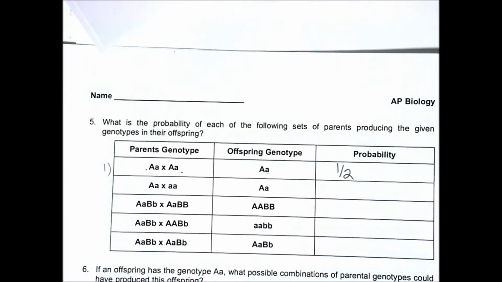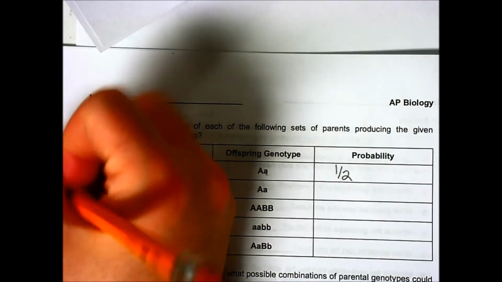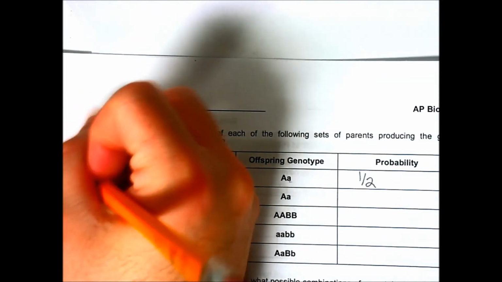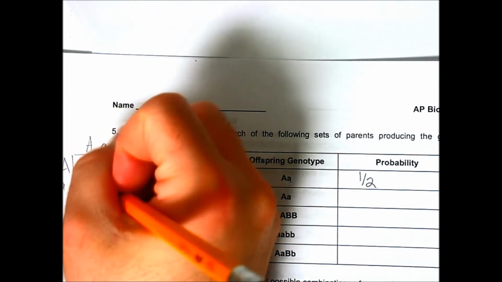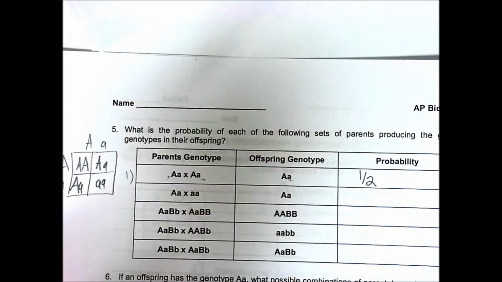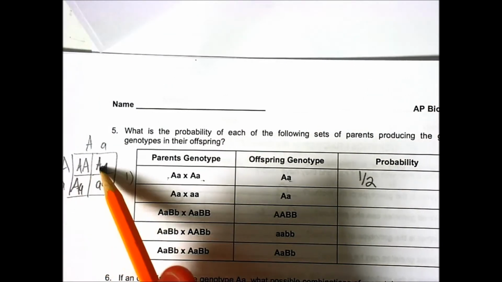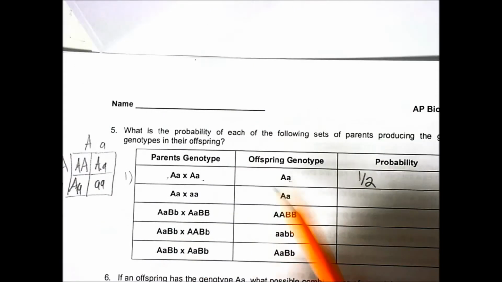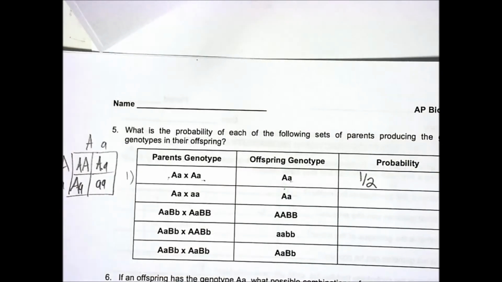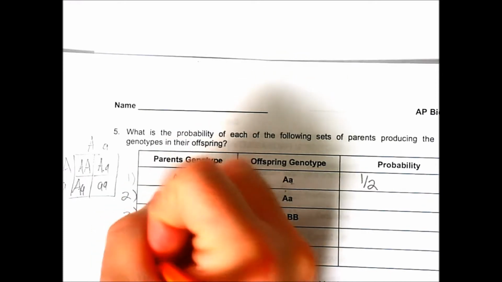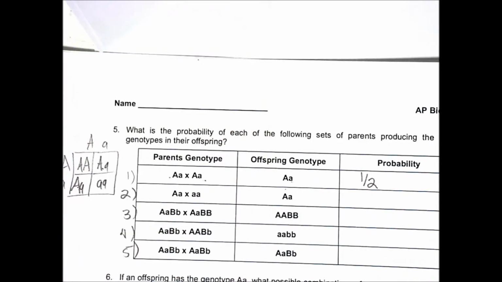1/2. This says genotype. To draw out the little Punnett square off to the side, big A, little a, big A, little a, looks something like this. Out of the 4 boxes, there are 2 that look just like that parent, or that look just like the required genotype. I'll let you do questions 2, 3, 4, and 5 with a partner.